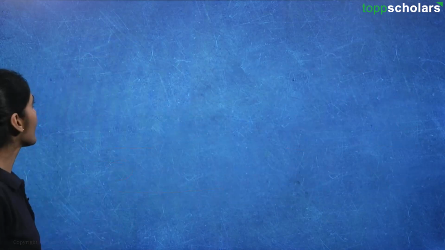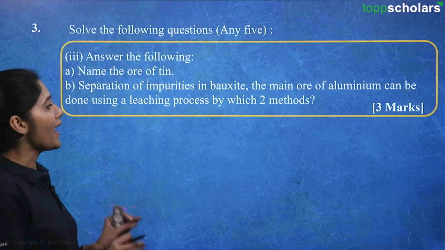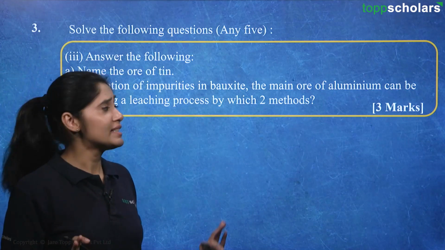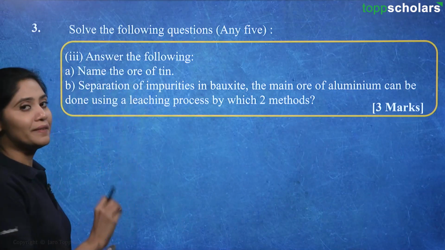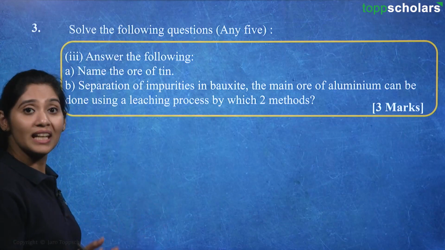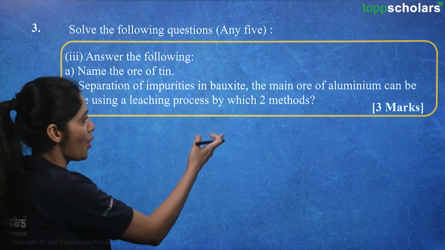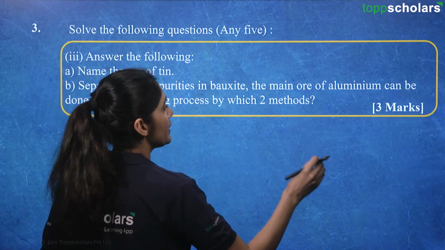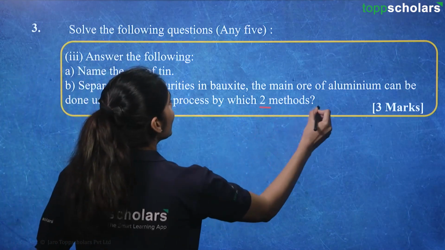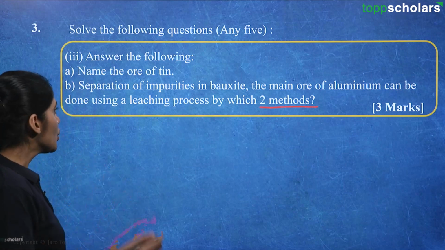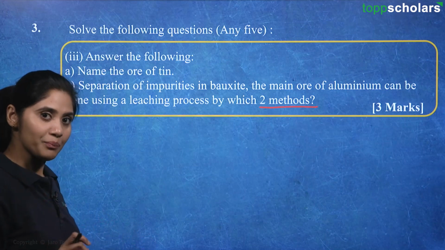I hope so. Solve the following question. Here we have a very simple 3 marks question. This cannot get any simpler than this. First, name the ore of tin. You just have to give the name of the ore of tin. Second, separation of impurities in bauxite, the main ore of aluminium, can be done using the leaching process by which 2 methods? You have to name the 2 methods used in the separation of impurities in bauxite, the main ore of aluminium, right?